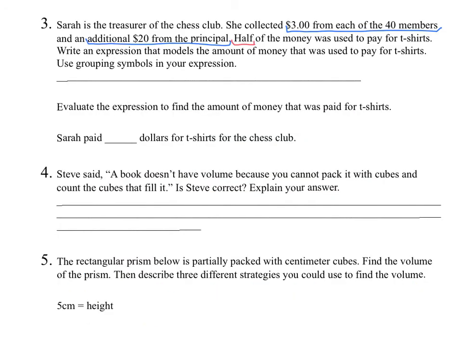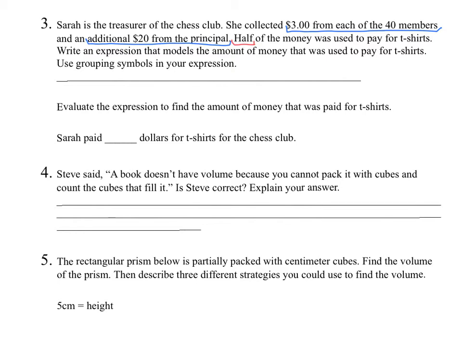For number 3, I went ahead and underlined some of the key components to this question, and it reads, Sarah is the treasurer of the chess club. She collected $3 from each of the 40 members and an additional $20 from the principal. Half of the money was used to pay for t-shirts. Write an expression that models the amount of money that was used to pay for t-shirts. Use grouping symbols in your expression.